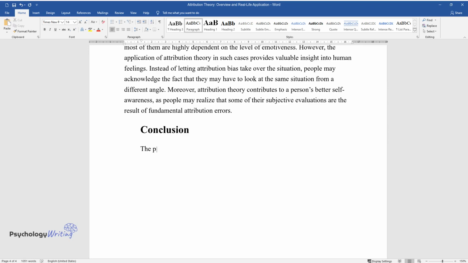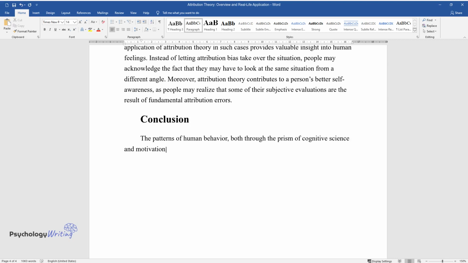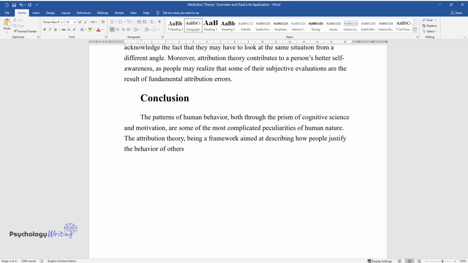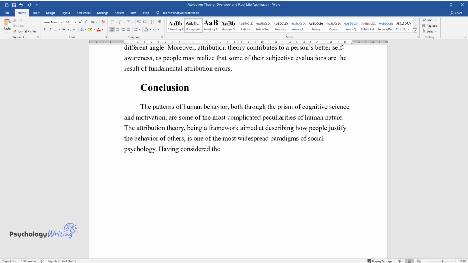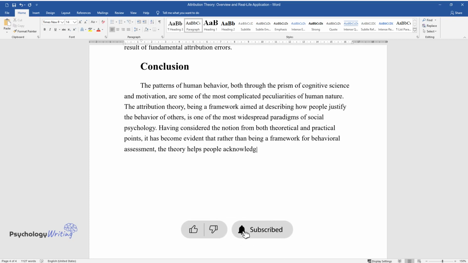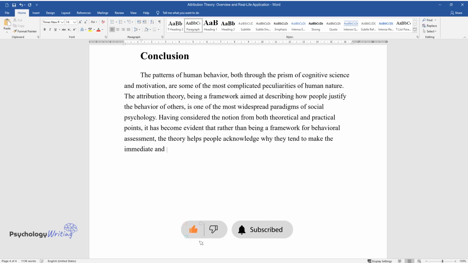Conclusion. The patterns of human behavior, both through the prism of cognitive science and motivation, are some of the most complicated peculiarities of human nature. The attribution theory, being a framework aimed at describing how people justify the behavior of others, is one of the most widespread paradigms of social psychology. Having considered the notion from both theoretical and practical points, it has become evident that rather than being a framework for behavioral assessment, the theory helps people acknowledge why they tend to make the immediate and often wrong conclusions about the behavior of others.